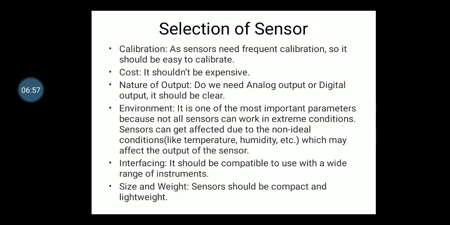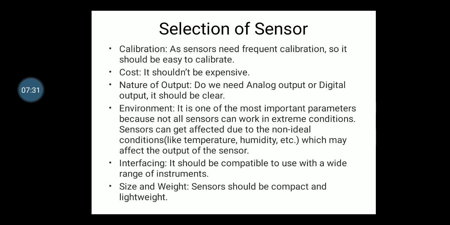Now what do we mean by calibration? Calibration means comparing the sensor with a standard one. Let's take the example of a weighing machine, which measures weight. After a few months or years, there will be some inaccuracy in that machine because of frequent use. So we compare that measurement with the standard one, which means we are calibrating it.